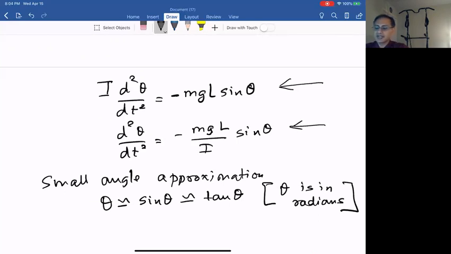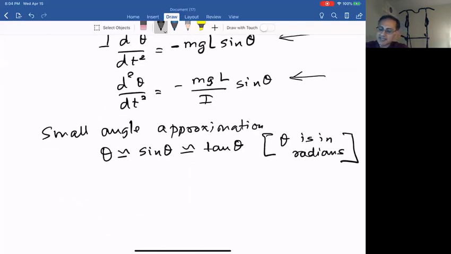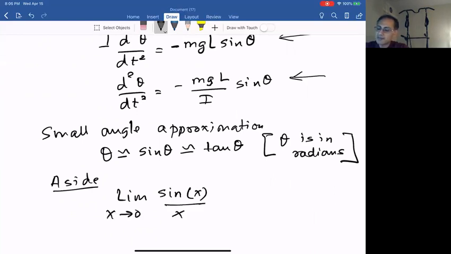You might have seen something like this, just a small aside here, a long time ago in calculus class, when you were talking about limits. Do you remember this limit? As x tends to zero, sine x over x. You might remember this limit from your high school calculus class. What's the value of this? Its value is 1, right?